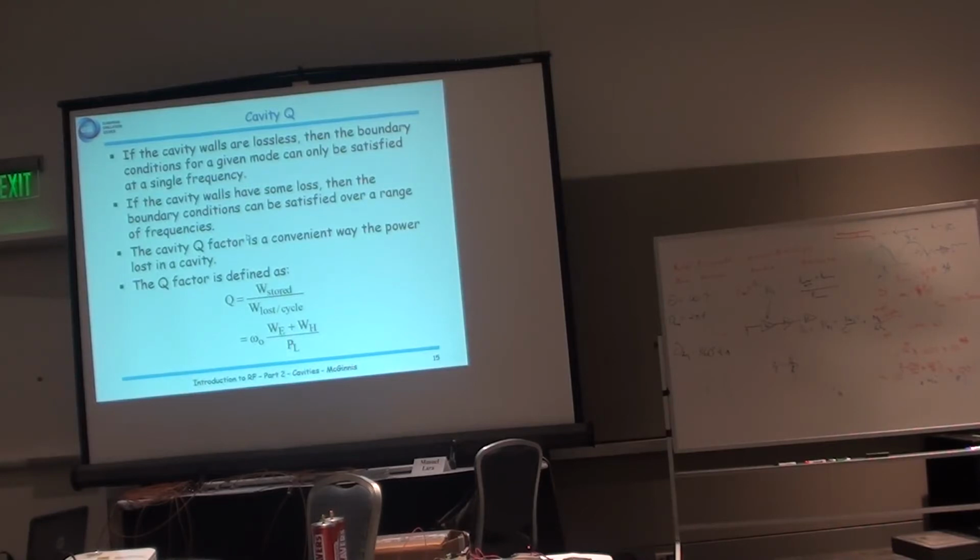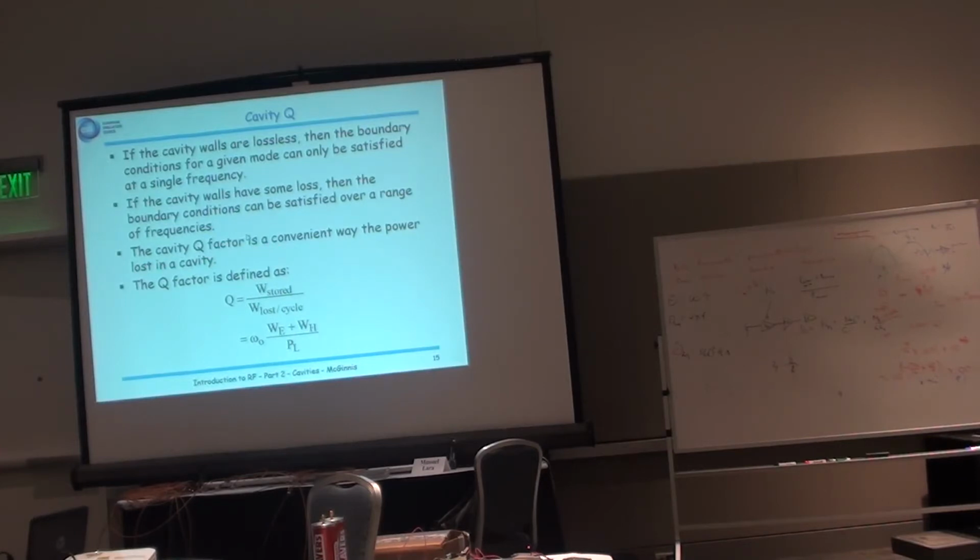So that would be a wonderfully infinitely stored cavity, but it would actually be impractical to use. So the cavity walls are lossless, and it only happens at one frequency. But if they have some loss, then you can solve the boundary conditions over a range of frequencies. So people introduced this thing called the quality factor, Q. It's a convenient way to describe the loss in the cavity.